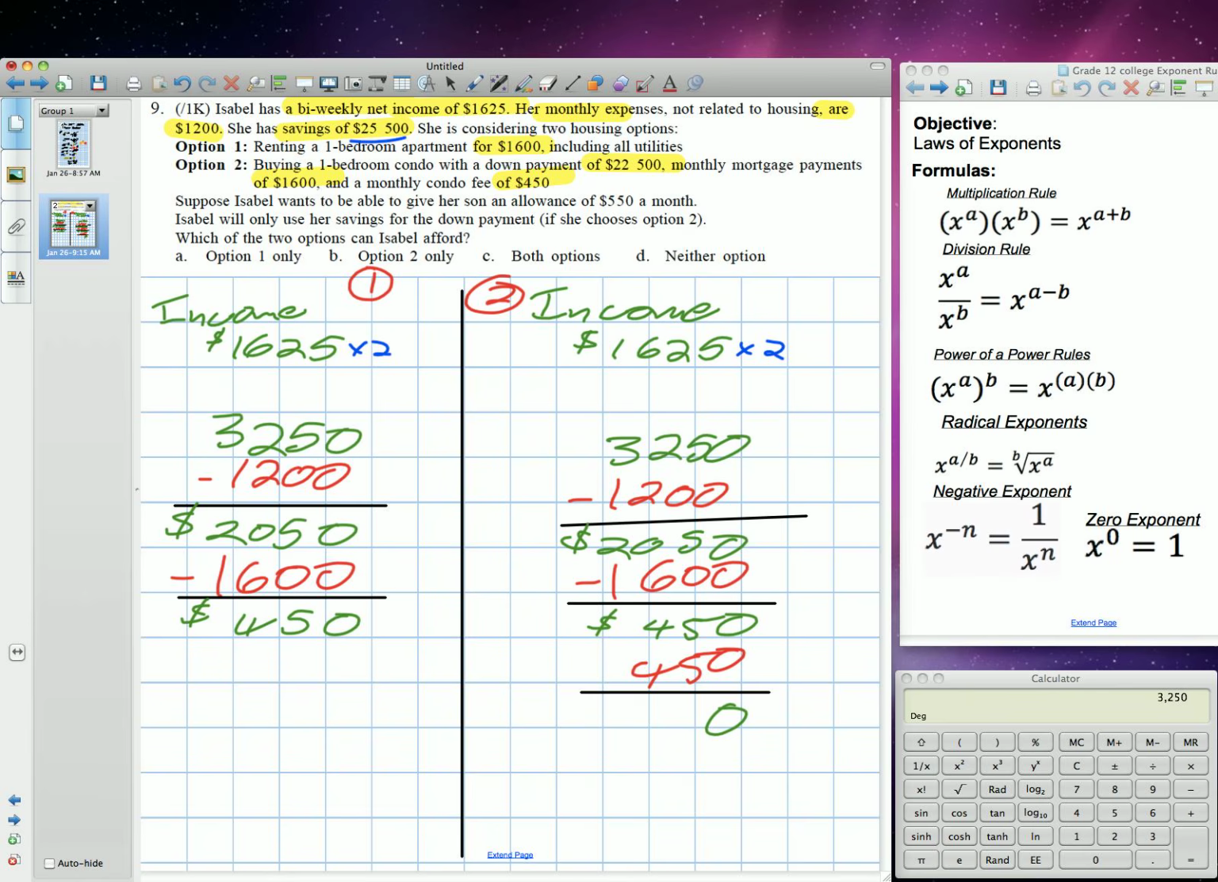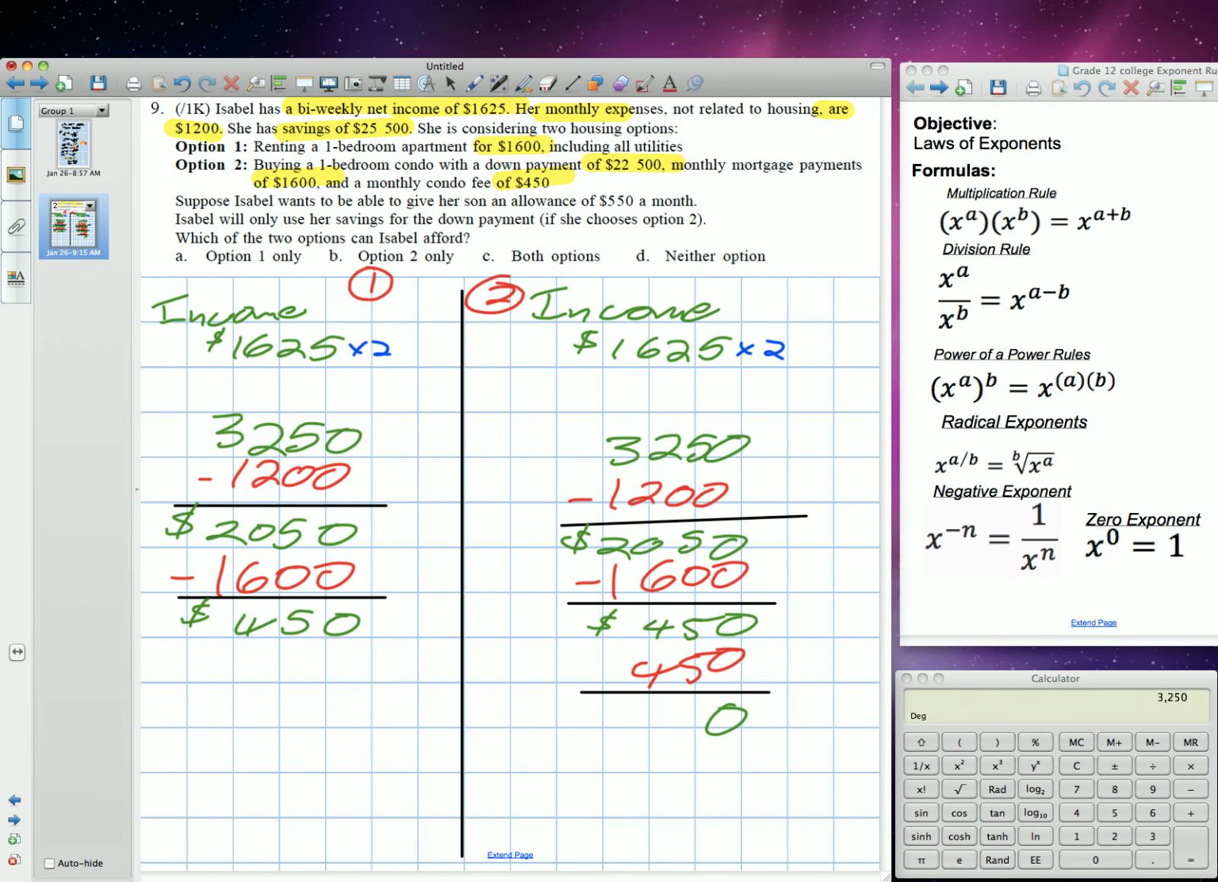Now, in order to make that down payment, did she have enough savings to make that down payment? She had $25,000 in savings. The down payment needed to be $22,500. So she could afford the down payment. And right now, with her monthly fees, she's sitting at zero. So she's okay. She could just live like that, never saving any more money. Not a great way to live, but technically she can afford it. Let's go to the very end.